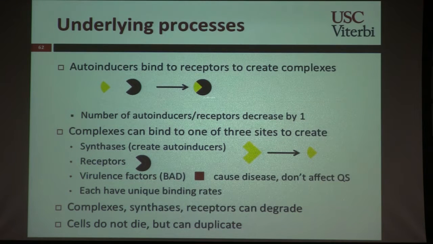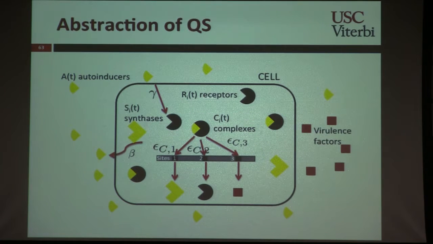So we've gone through this again, but this includes some of the assumptions that we're going to have. So now, these complexes are going to bind to these various sites, and then each one of these three things can possibly happen. I can create more synthases, which in turn creates more autoinducers. I can create receptors, but I can also create these virulence factors. All of these things can degrade. We're going to assume that cells can duplicate, but we're not going to worry about them dying, okay? Which is something you could add into the model, but it's just another layer of complexity. So now here... So which one of those you produce depends on the binding site. Exactly. And every one has an index. Yes. So each one of these sites has a different probability of binding.